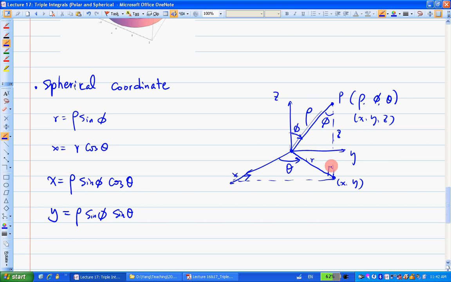So then how about the z here? It's going to be rho cosine phi. Okay. So this is the relationship between x, y, z and rho, phi, theta, according to our definitions.